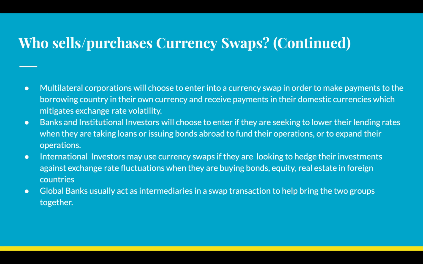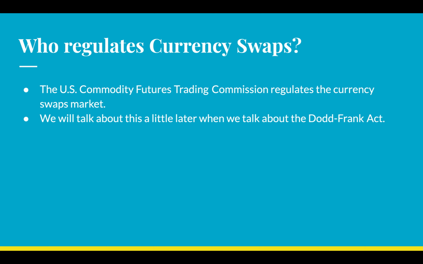International investors may use currency swaps if they are looking to hedge their investments against exchange rate fluctuations when they are buying bonds, equity, or real estate in foreign countries. Global banks usually act as intermediaries in a swap transaction to help bring the two groups together. The U.S. Commodity Futures Trading Commission regulates the currency swaps market. We will talk about this a little later when we talk about the Dodd-Frank Act.